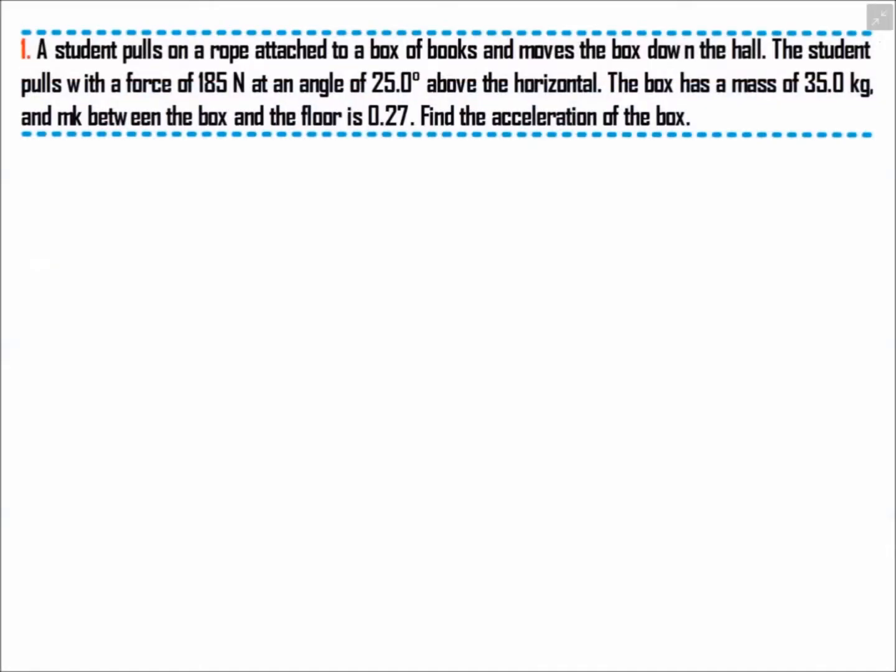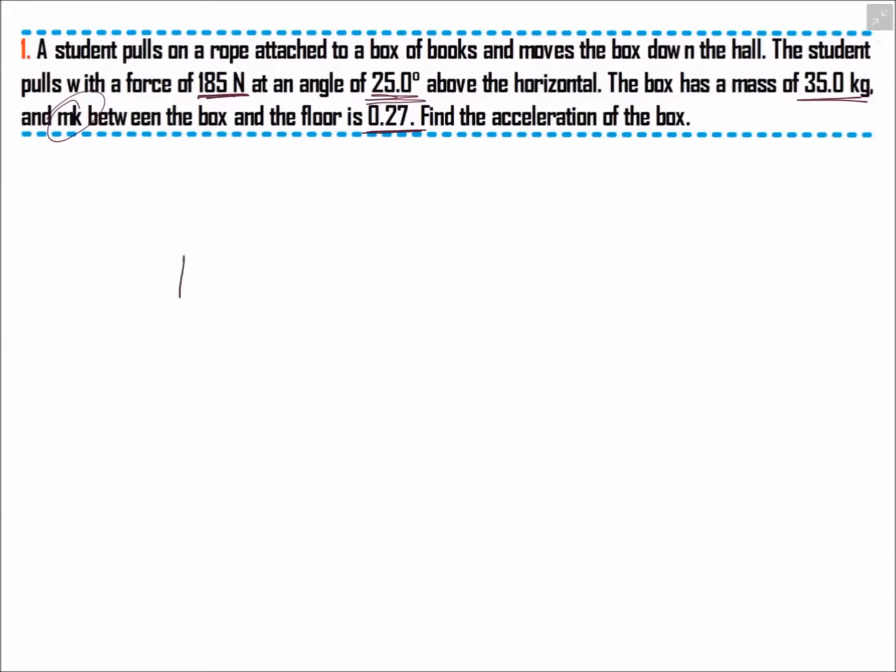Welcome everyone. In this question it says a student pulls on a rope attached to a box of books and moves the box down the hall. The student pulls with the force of 185 Newton, at an angle 25 degrees above the horizontal. The box has mass 35 kilogram and mu k between the box and the floor is 0.27. Find the acceleration of the box.